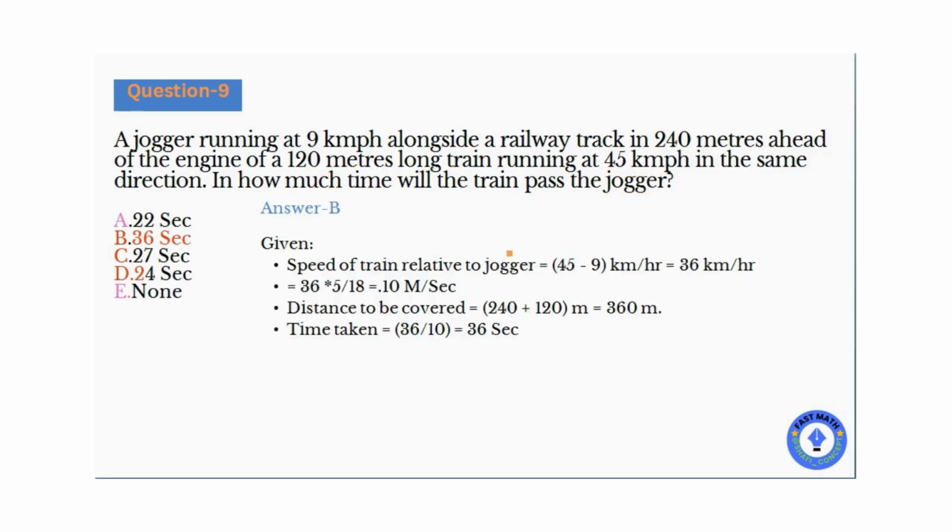In this problem, the jogger as well as the train are going in the same direction. This is the jogger. The distance is 240 meters between the jogger and the train. They are both going in the same direction. What will be the relative speed? We have already discussed that when both are moving in the same direction, the difference of speeds is taken as the relative speed. That means 45 kilometers per hour is the speed of the train and the speed of the jogger is 9 kilometers per hour. The difference of both, 45 minus 9, is 36 km/h.